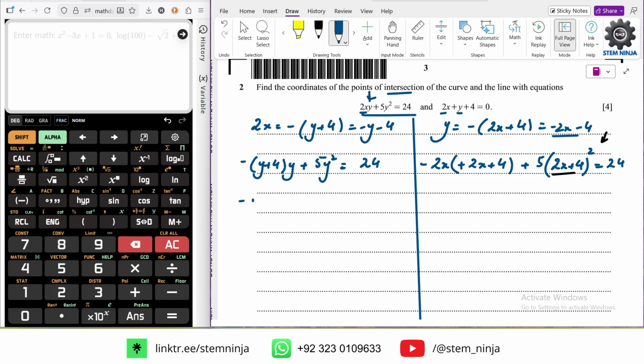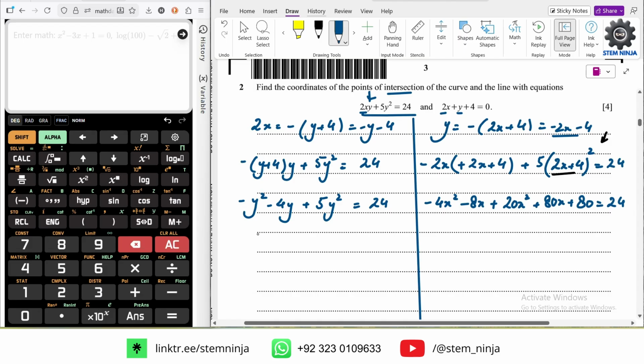So you have minus y squared minus 4y plus 5y squared equals to 24. If we go this way, this would be minus 4x squared minus 8x plus 5 times by 4x squared, 20x squared, 2 times by 4, 8, 8 times by 2, 16, 16 times by 5 is 80x, then 16 times by 5 again is 80 equals to 24.